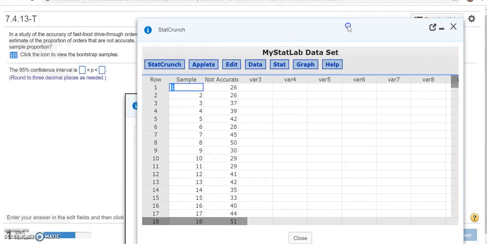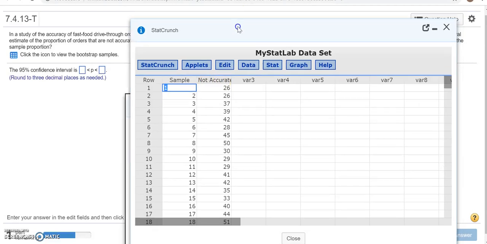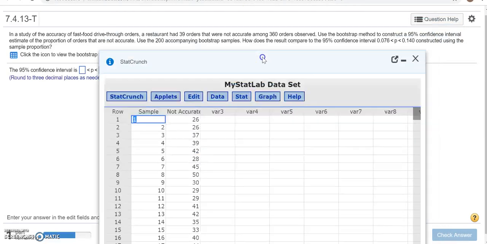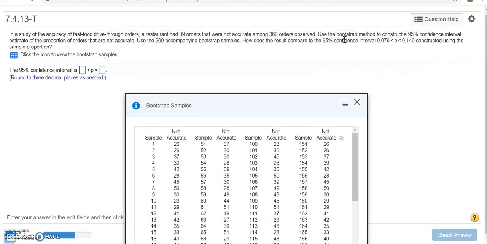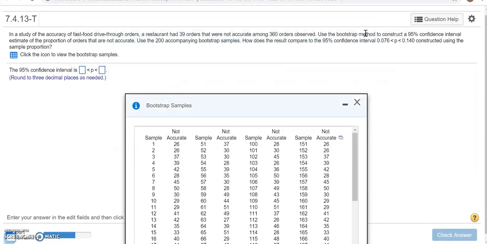So what I've been given here is all the different numbers of orders, here in the second column, that were not accurate. And if we remember, this was out of 360 orders total. So first I need to figure out the proportion of inaccurate orders for each of these samples. To do that, I need to take each of these numbers and divide them by 360, which was the total orders.